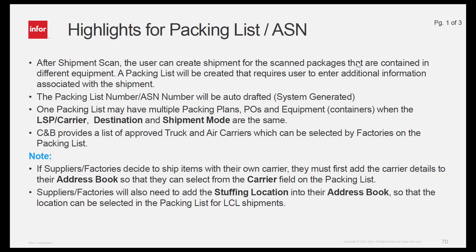CMB provides a list of approved truck and air couriers, which can be selected by the factories on the packing list. Please note, if you decide to ship the items with your own courier, you will need to fill out their information in your address book under a courier field, and you will need to select them on the courier field of the packing list. Also, your stuffing location should be entered into your address book if you are going to be using one for any shipments that are LCL.